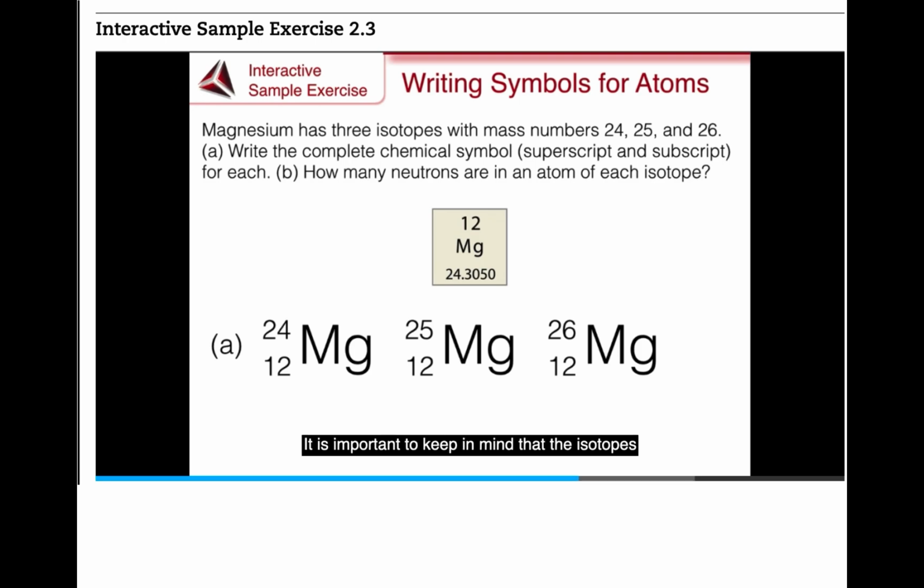It is important to keep in mind that the isotopes of any given element are all alike chemically. Magnesium chloride that contains a magnesium 24 atom behaves for all practical purposes identically to the one that contains a magnesium 25 or magnesium 26 atom.